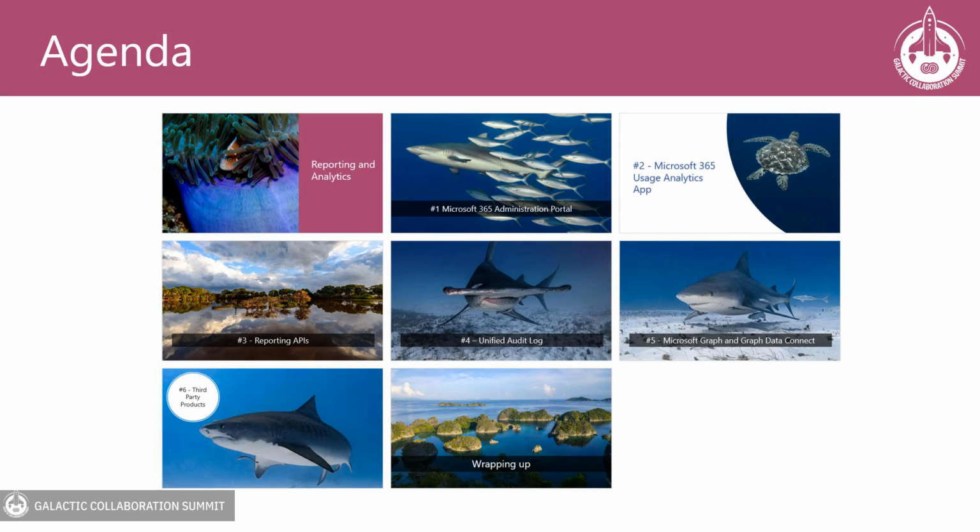All right. So today we're going to start by talking a little bit about what reporting and analytics are all about. And then we're going to go through these 6 different ways to get insights from your tenant. First off, we're going to have a look at what you can get out of the Microsoft 365 admin portal. We're going to look at the Microsoft 365 usage analytics app. We're going to talk a little bit about reporting APIs. This one might not be as well known as the first 2. And then dive into what's available in the unified audit log. We're going to explore what the Microsoft Graph has to offer, as well as a tool that is used to get data from the graph called Graph Data Connect. And then finally, we're briefly going to touch on some third-party products.